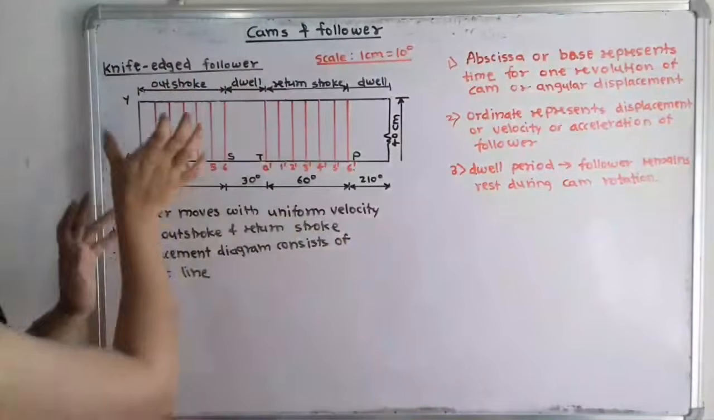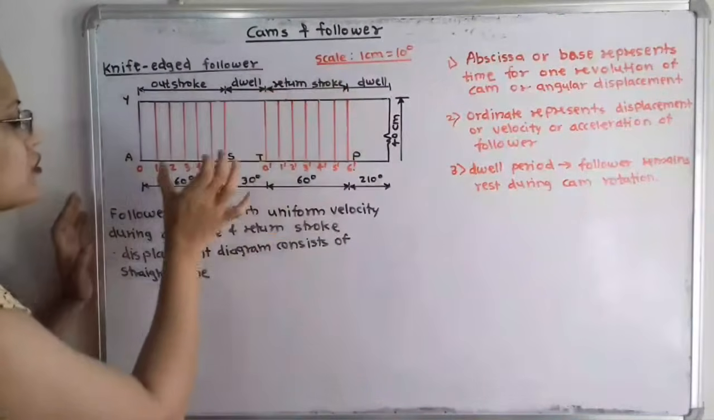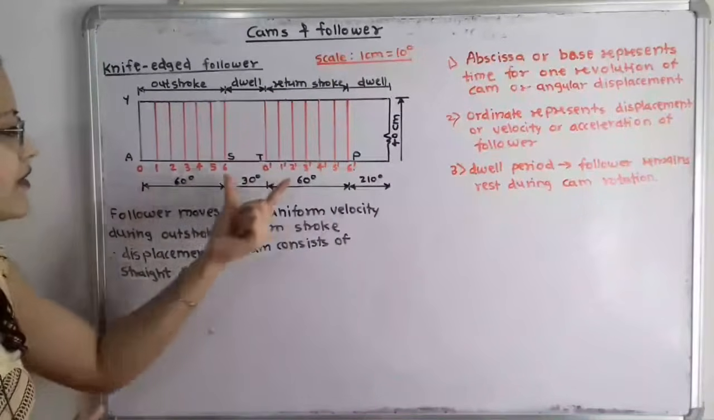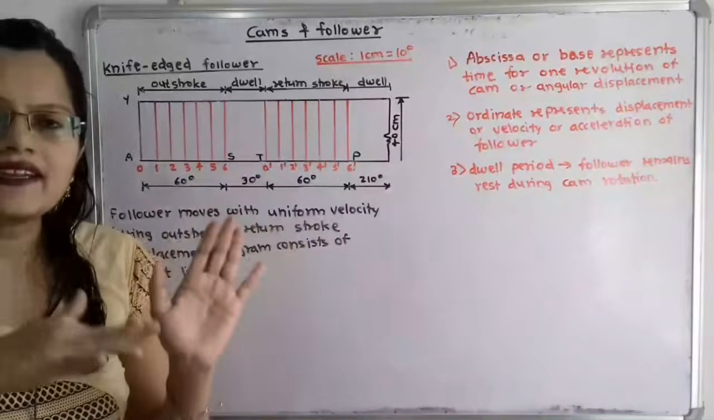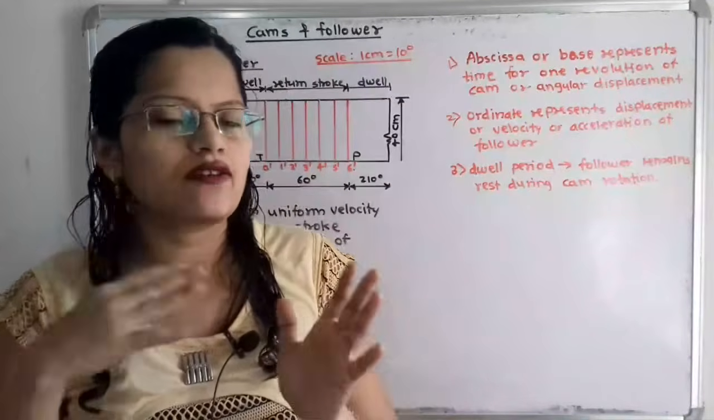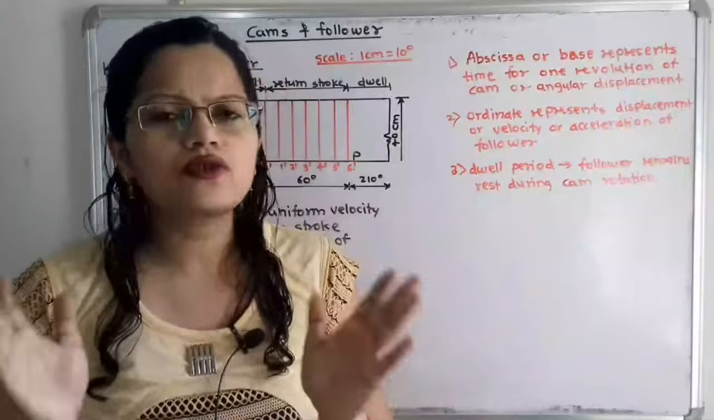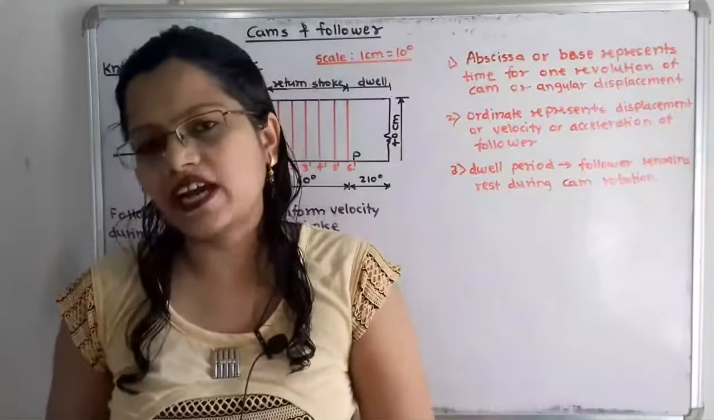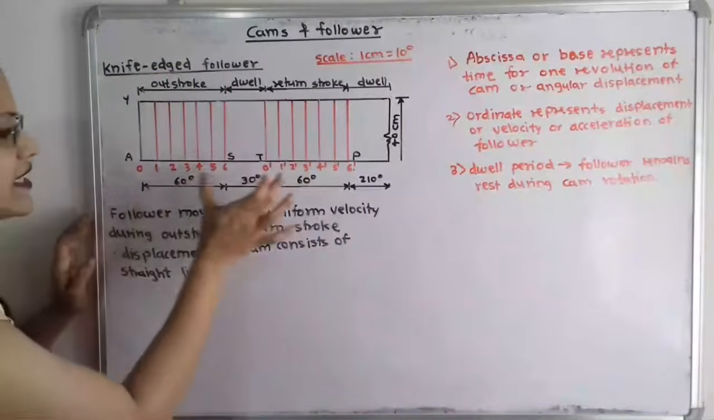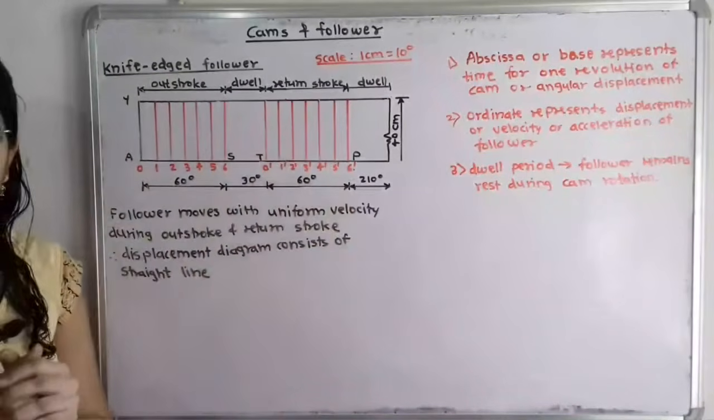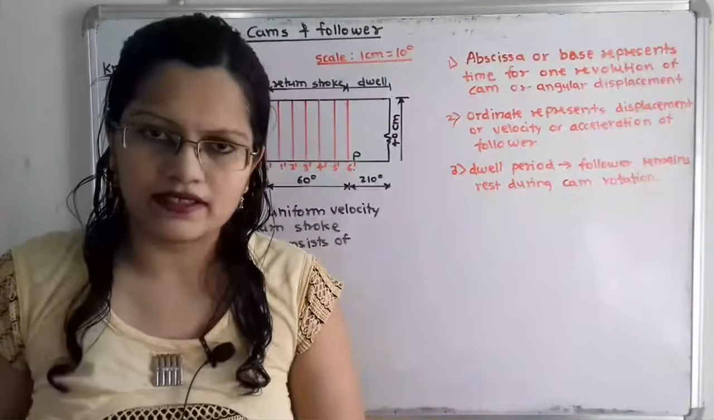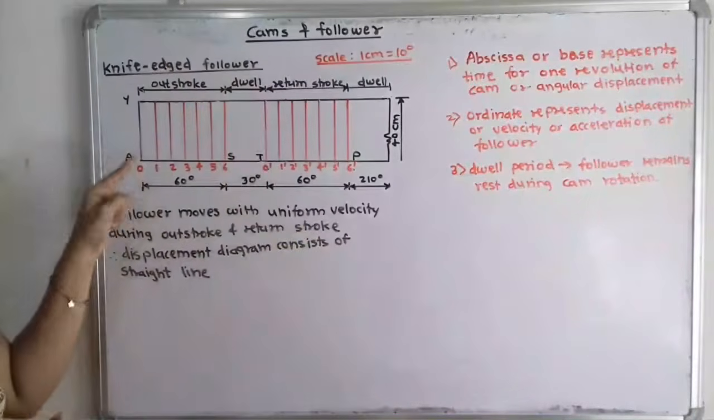Now for this outstroke and for return stroke we have to make equal parts of the number of degrees given. We can take any number of equal parts, maybe 5, 6, 7, 8 or maybe 12. Now how do we decide how many parts to take? Here 60 degree and 60 degree are given, so we can easily make 6 equal parts. That means for 10 degree, 1 part.